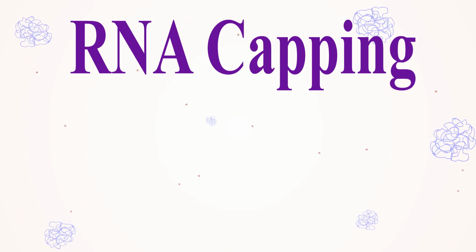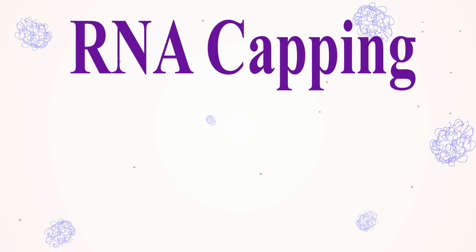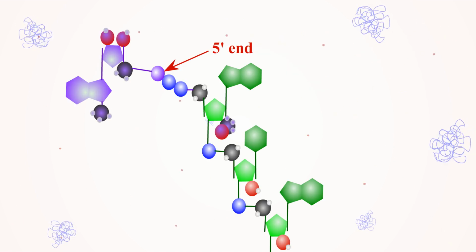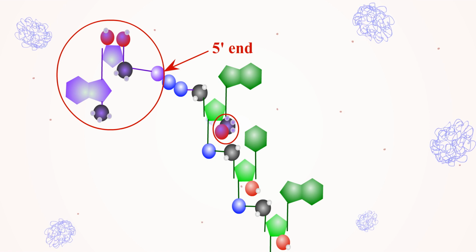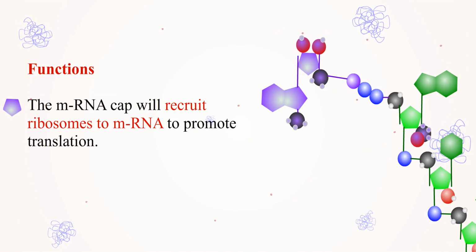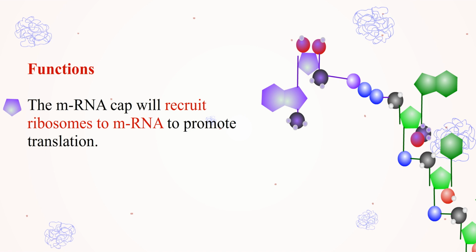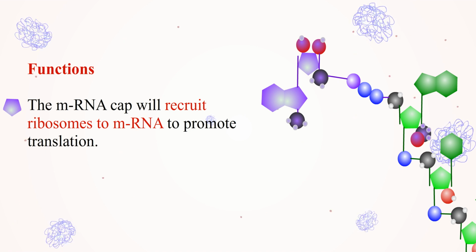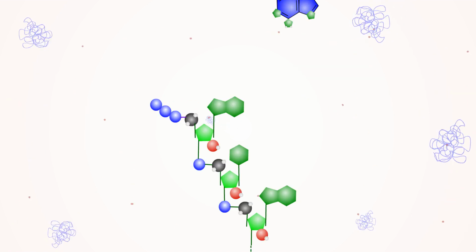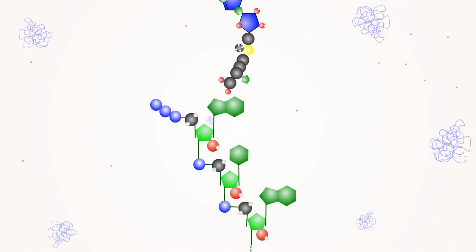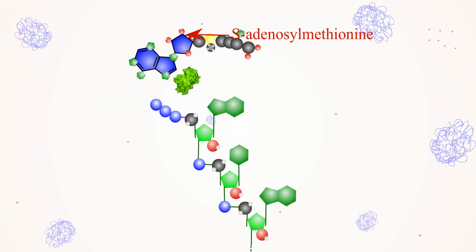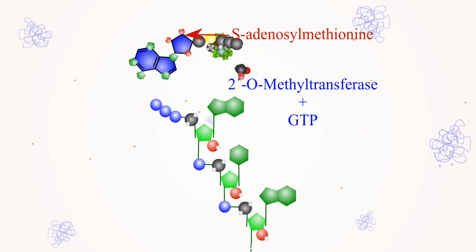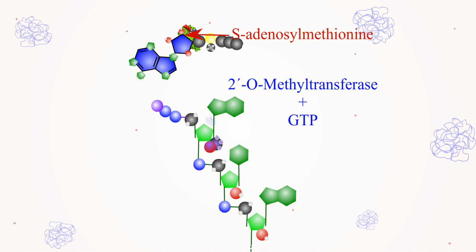2. RNA capping. In order to prevent degradation of mRNA, the 5' end of mRNA is modified by adding 7-methylguanosine residue in a 5' to 5' triphosphate linkage. The mRNA cap will recruit ribosomes to mRNA to promote translation. The mRNA cap may be added during transcription, including the cap analogs, or after transcription with the use of capping enzymes, GTP and S-adenosylmethionine or SAM.